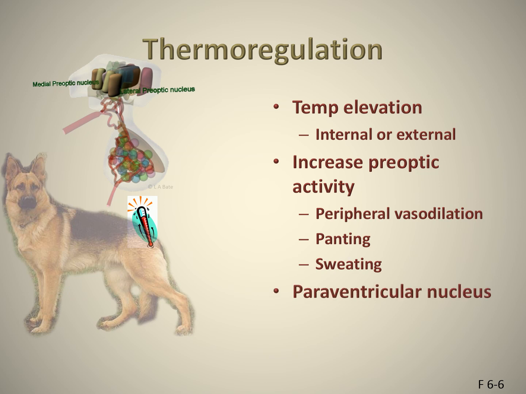If the condition of hyperthermia persists for a long time, then the paraventricular nucleus will try to adapt by reducing the production of TRH as a mechanism to reduce metabolic activity in the body.